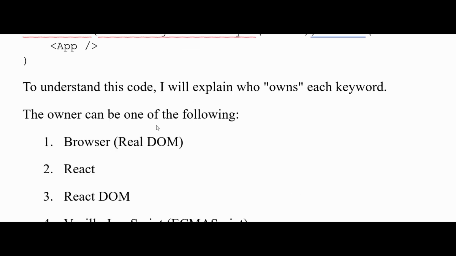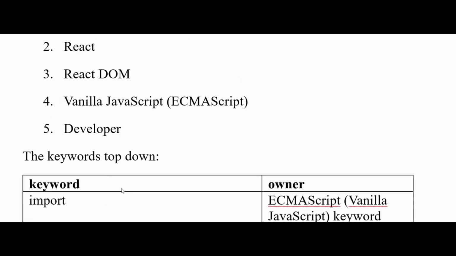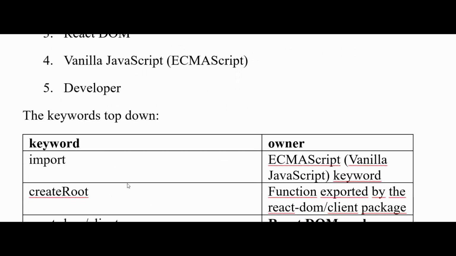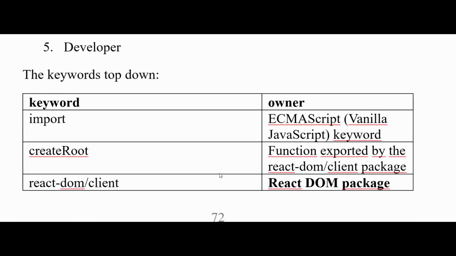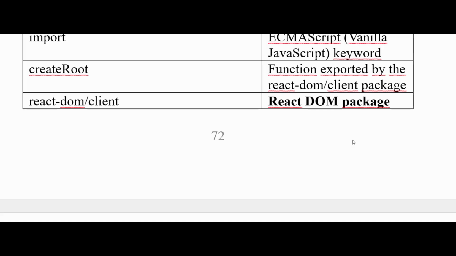The owner can be one of the following: browser, real DOM, React, React DOM, vanilla JavaScript, developer. The keyword, top-down. Import, it is a vanilla JavaScript keyword. Create root, it is a function exported by the React DOM client package. React DOM is the owner. React DOM client, React DOM package.